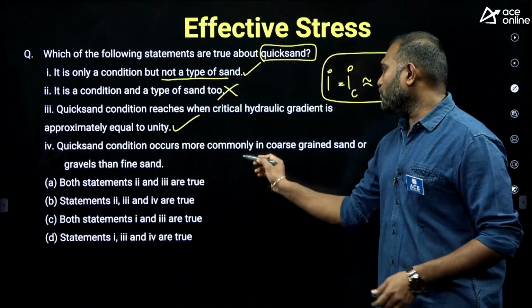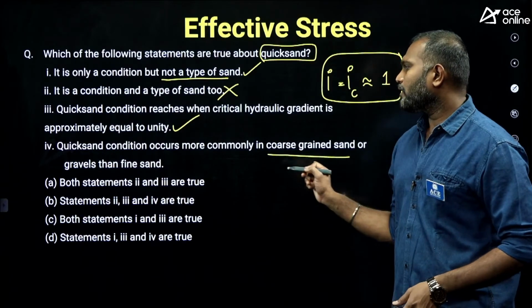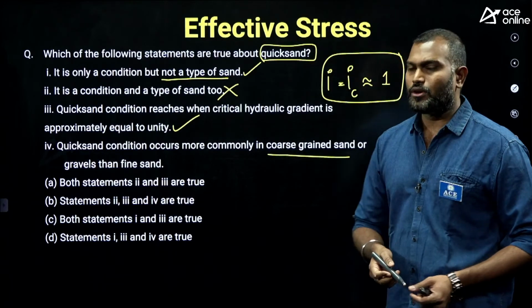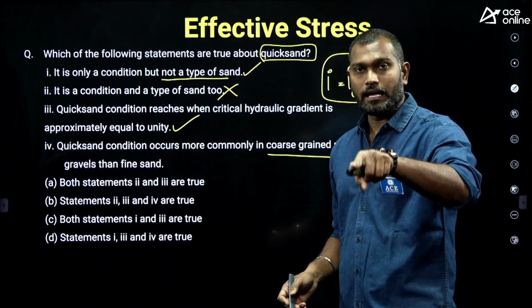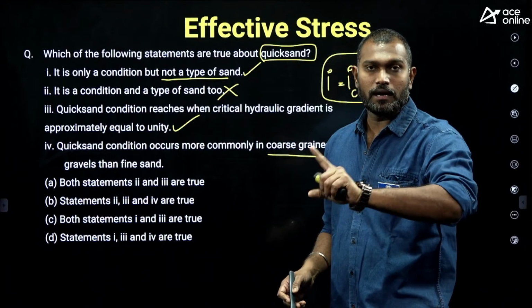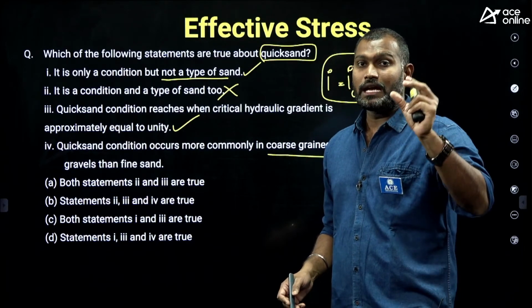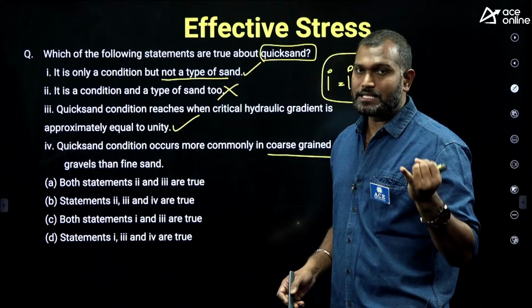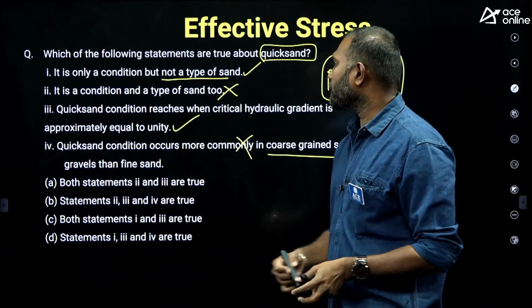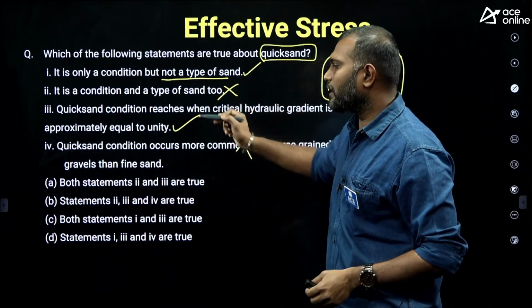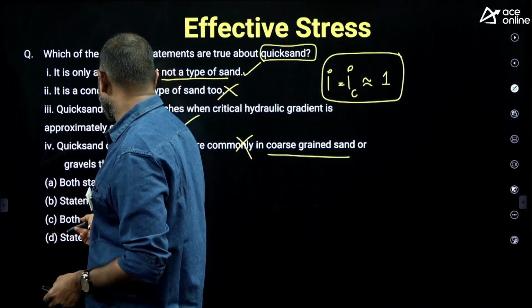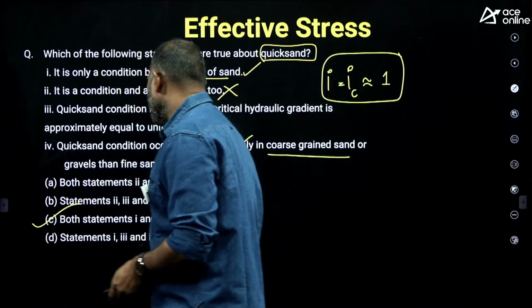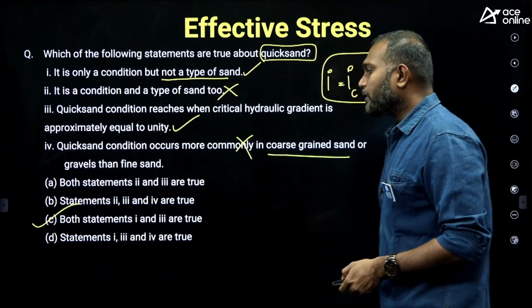Quicksand condition occurs more commonly in coarse grain sand or gravel than fine sand. No, quicksand condition occurs in fine sand, silt and clay. Quicksand condition will not occur in the highly permeable soils. It will occur in low permeable soils, fine sand, silt and clay. So this statement is incorrect. The correct statements are 1 and 3 only. Okay.